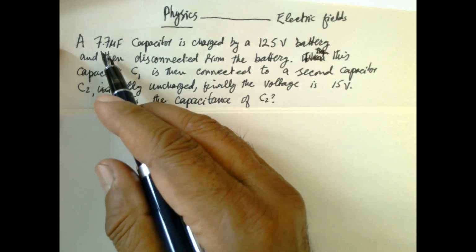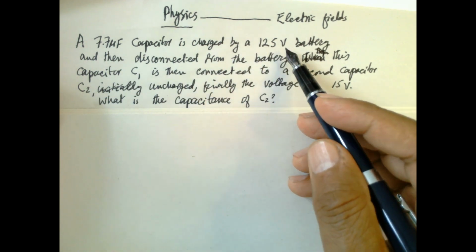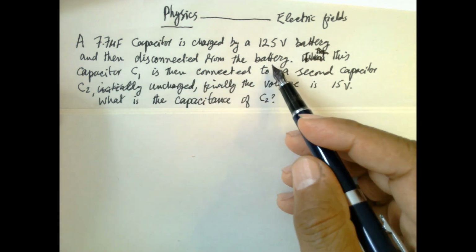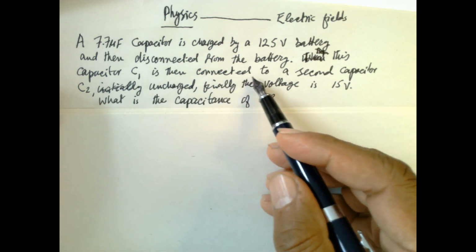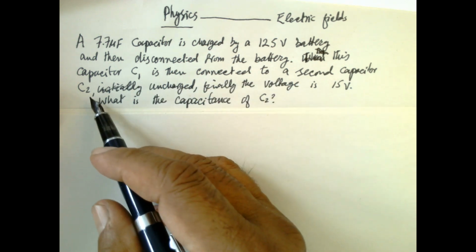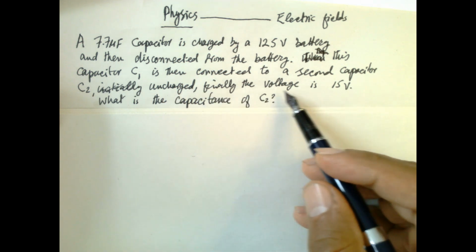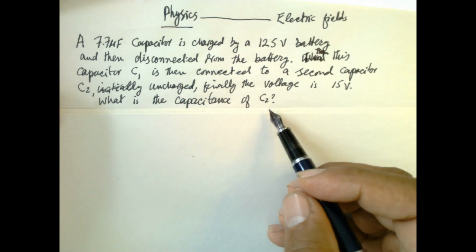A 7.7 microfarad capacitor is charged by a 125 volt battery and then disconnected from the battery. This capacitor C1 is then connected to a second capacitor C2, initially uncharged, and finally the voltage is 15 volt. What is the capacitance of C2?